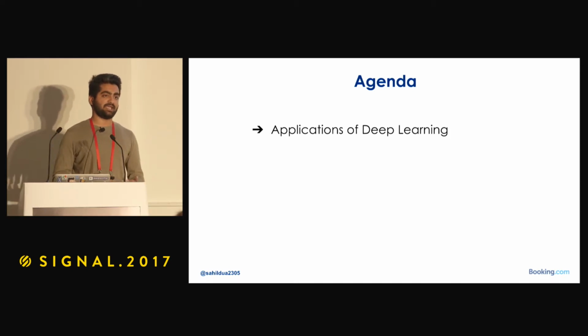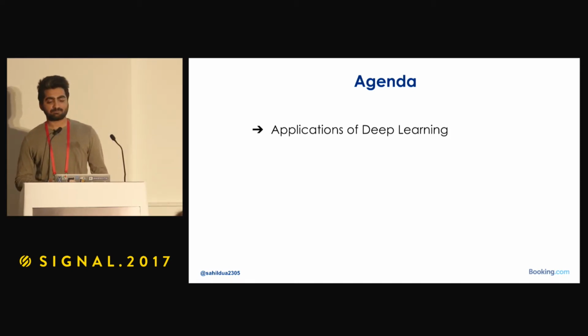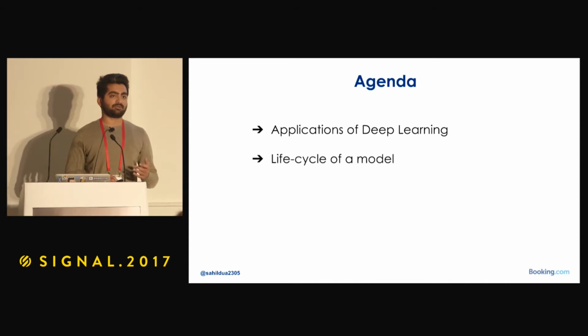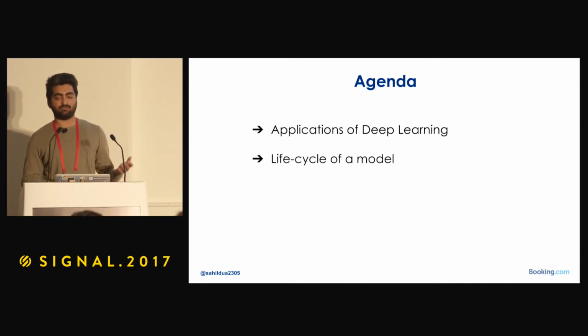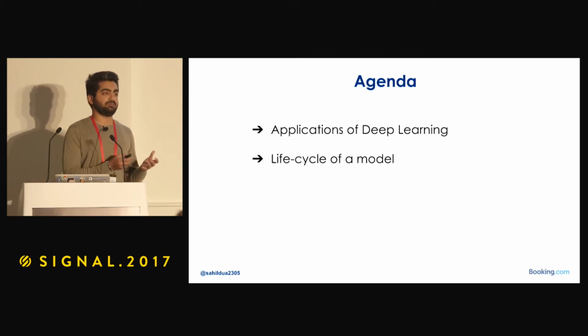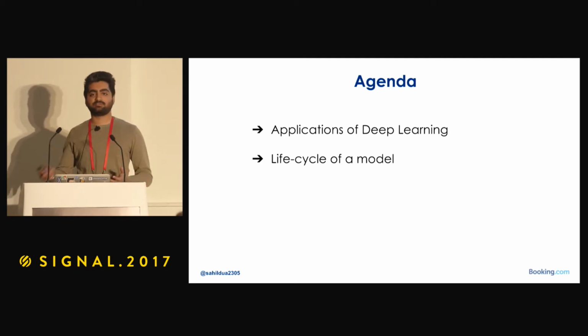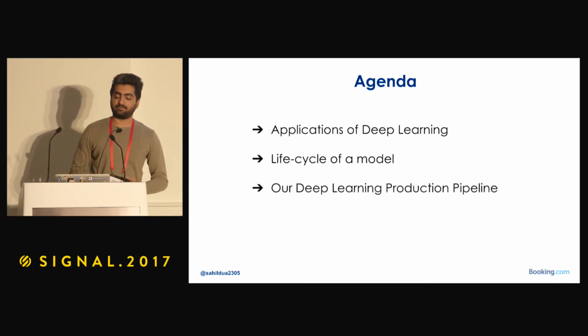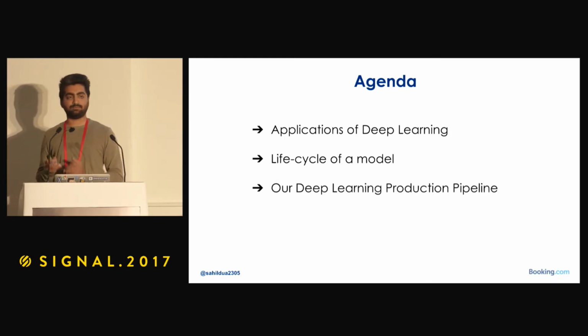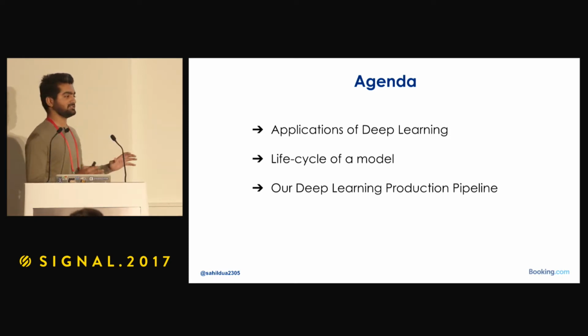So I will start with discussing some of the applications of deep learning at Booking.com, which were really unique to us, and how we solved them. Next, we're going to talk about the life cycle of a model. What are the different phases in the life of a model from the idea stage to the production. And next, I'm going to talk about our deep learning pipeline, which contains all the buzzwords that I mentioned.